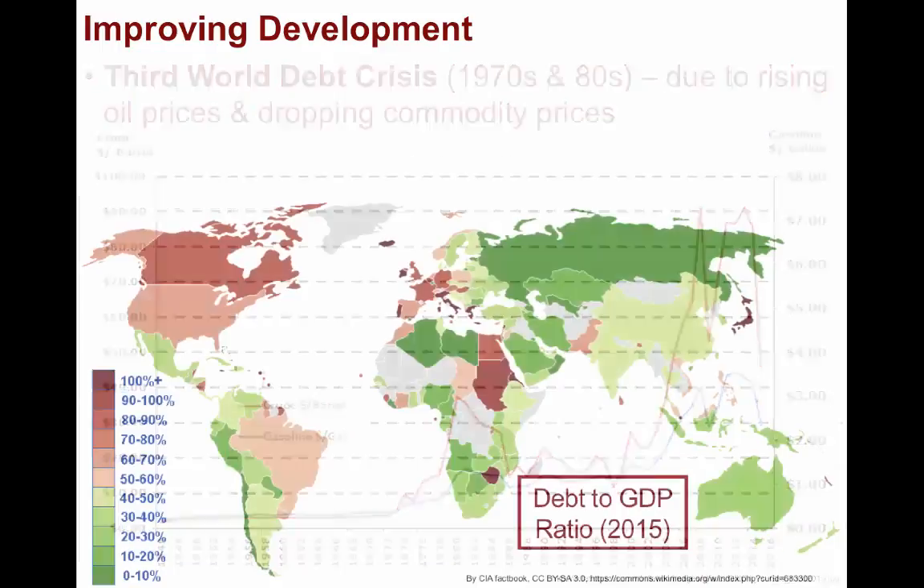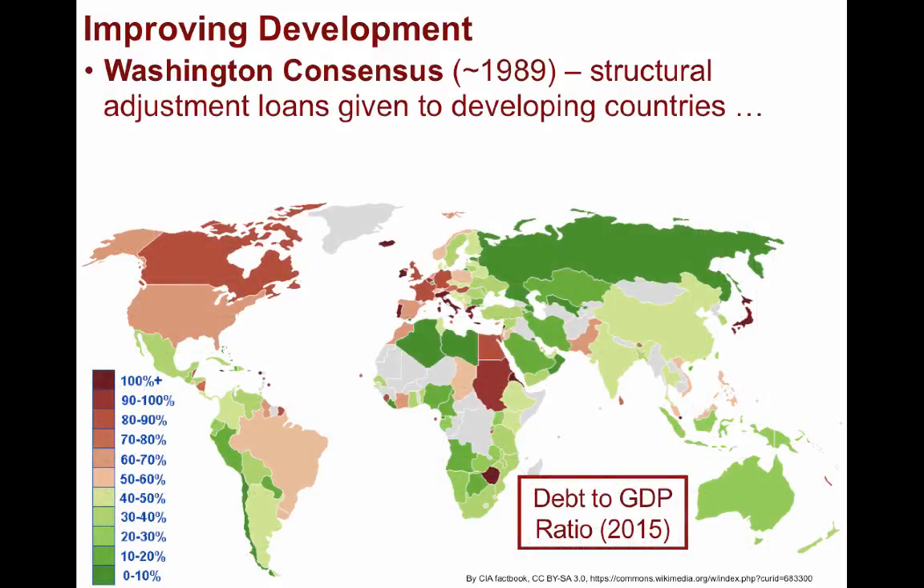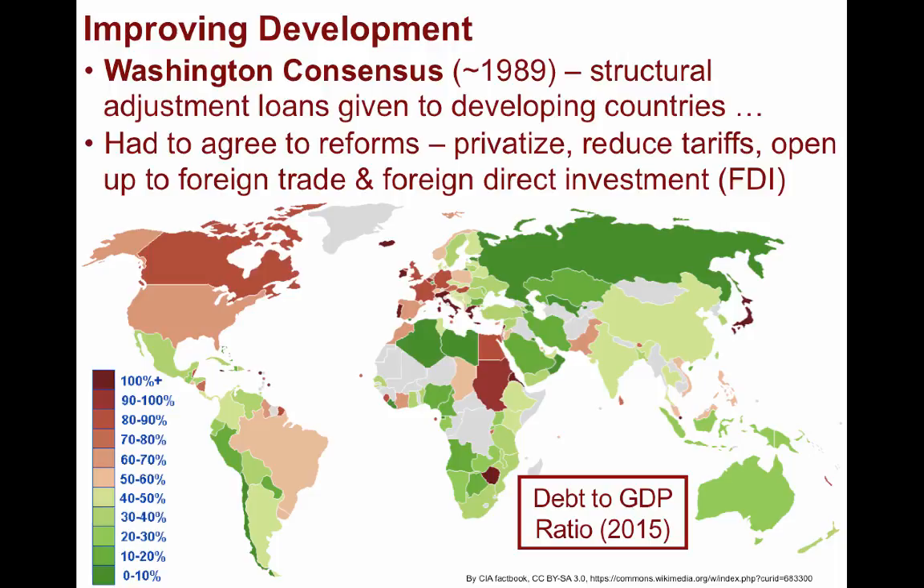as the Washington Consensus. Two non-governmental organizations, the International Monetary Fund and the World Bank, along with the U.S. Treasury Department, worked out structural adjustment loans, which were given to developing countries under certain conditions. The massive debts owed to core states and MDCs would be reduced or outright canceled as long as they agreed to privatize government-run businesses, reduce tariffs, and open up their economies to foreign trade and foreign direct investment, or FDI for short.